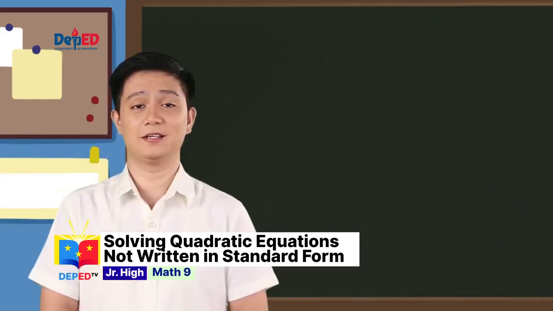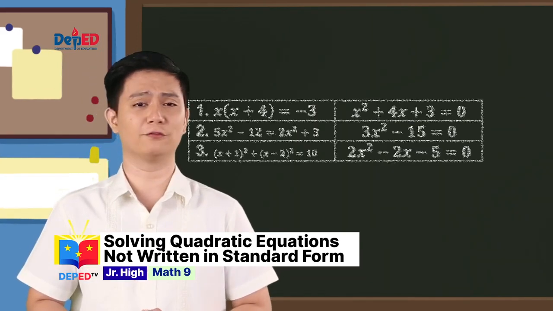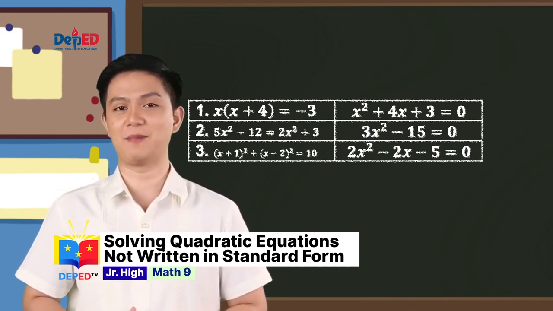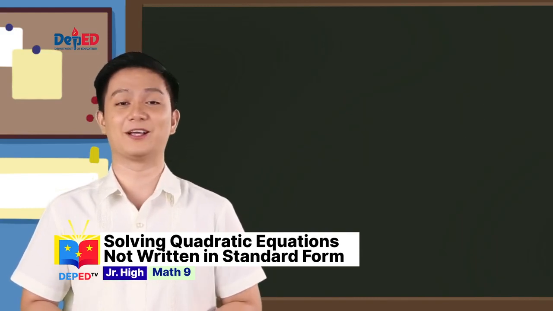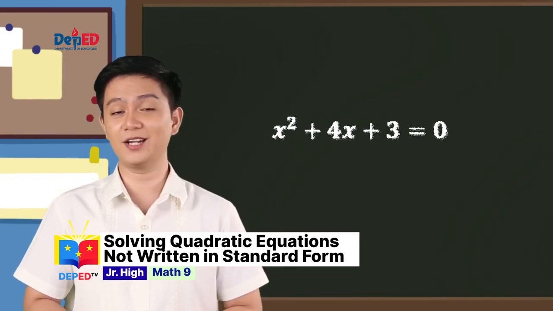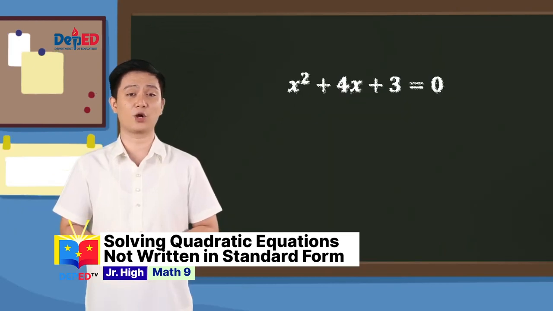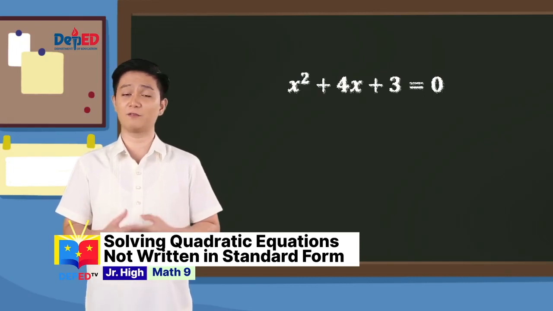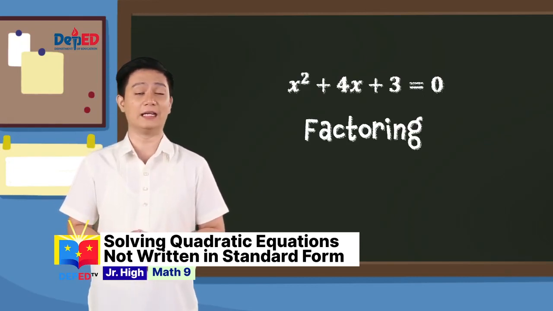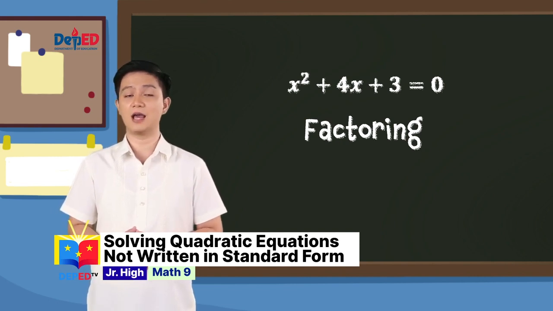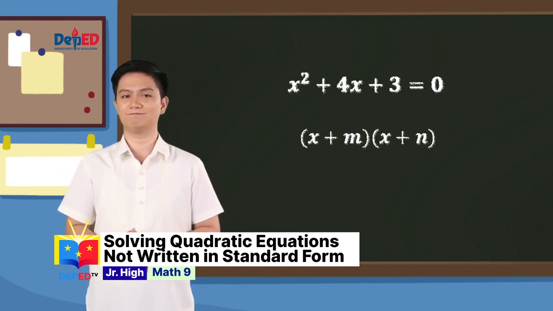Now that we are done writing the equations in standard form, we have to solve each quadratic equation using the most convenient methods. Let's do this. Equation number 1. X squared plus 4x plus 3 equals 0. Since the values of the coefficients b and c in the equation are not 0, we may solve it by factoring. Notice that the leading coefficient, or the numerical coefficient in the quadratic term x squared, is the invisible one. This means that the factored form of the trinomial must look like this.